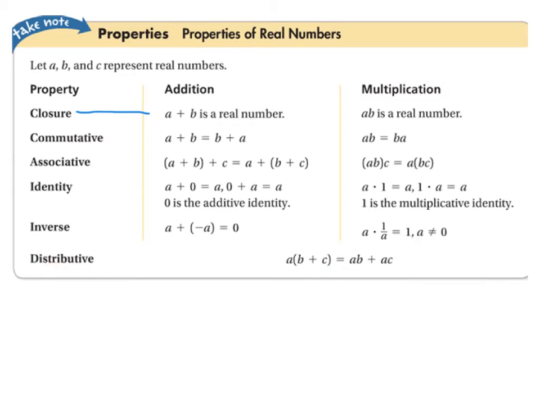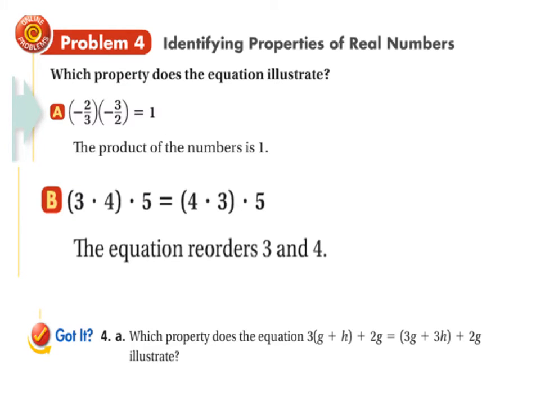Now, we do just call this the distributive property. More specifically, though, it is the distributive property of multiplication over addition or subtraction. There are other distributive properties, but this is the one we deal with the most. So looking at problems like this, we should be able to determine which property is being illustrated.